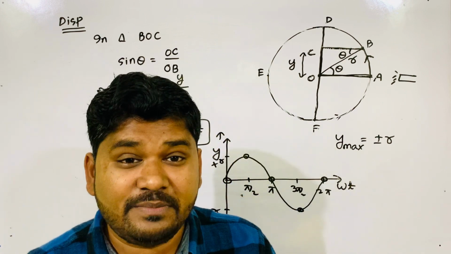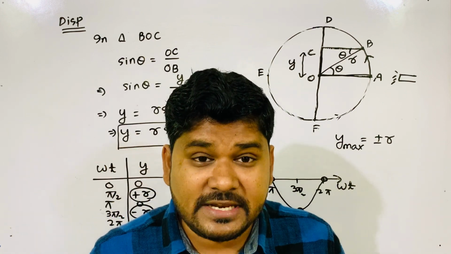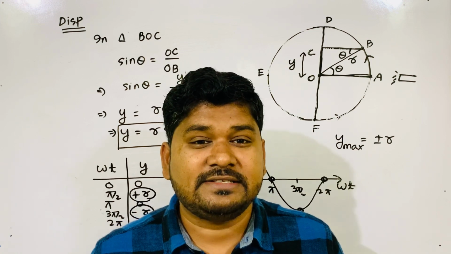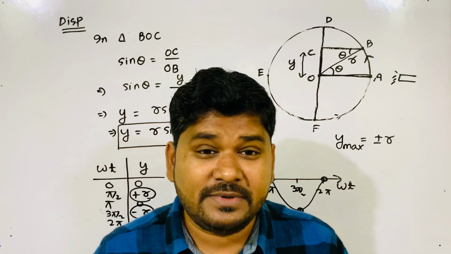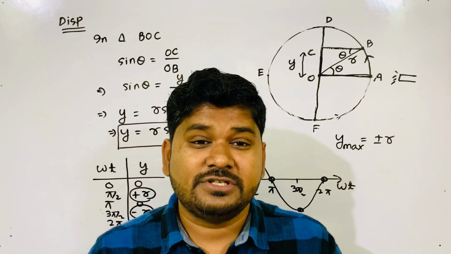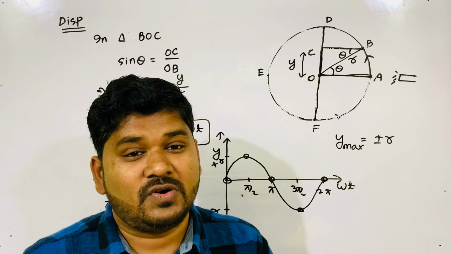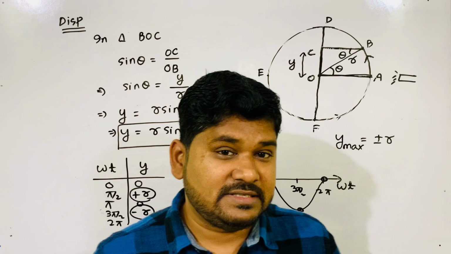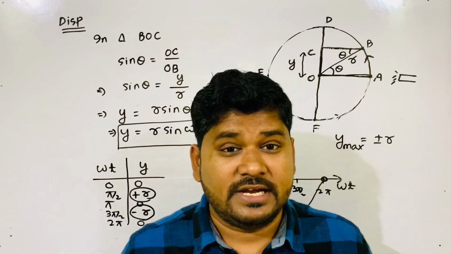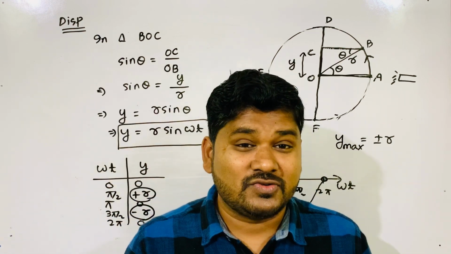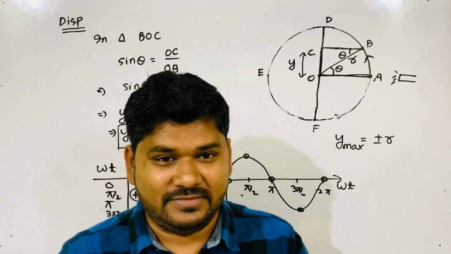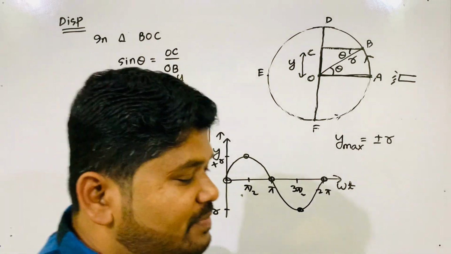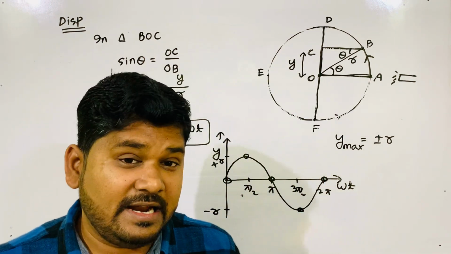Then what is the definition of amplitude? The maximum displacement from the mean position on either side is called amplitude. It can be plus r, can be minus r. If one side we take plus r, then on the other side we have to take minus r, only to show the opposite direction. Otherwise plus minus has no meaning. Don't take it as more or less. So this is about the displacement and amplitude.